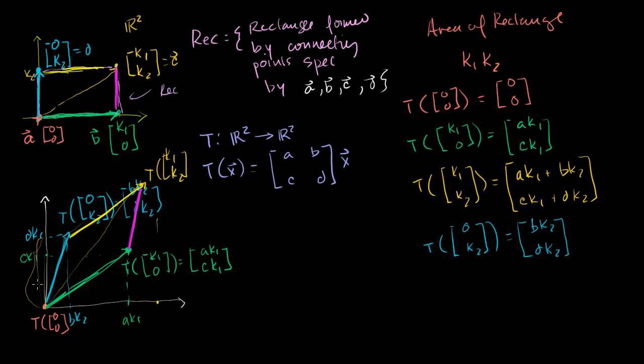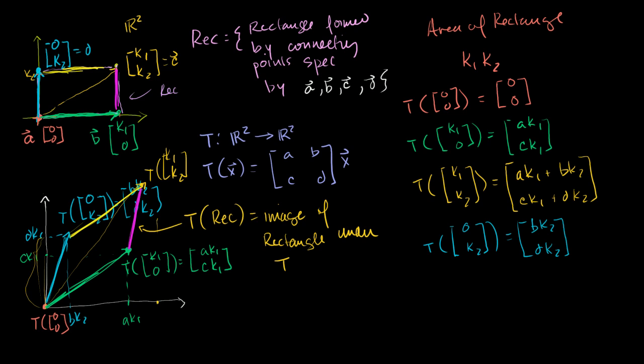Now, just out of curiosity, let me just write this right here. This rectangle right here is the image. We could write this as T of our rectangle, or if we wanted to write in words, this is equal to the image of the rectangle under our transformation T.